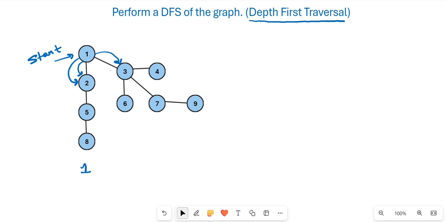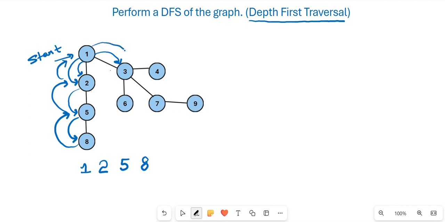And now from 2 we can move to 5. Let's write 2 and from 5 we can move to 8. As from 8 we can't move anywhere, so let's write 8 and from here we will traverse back. As we don't have any other neighboring nodes of 5 and 2, so we will reach back to 1. Now from 1 we will move to 3 and let's write 3.